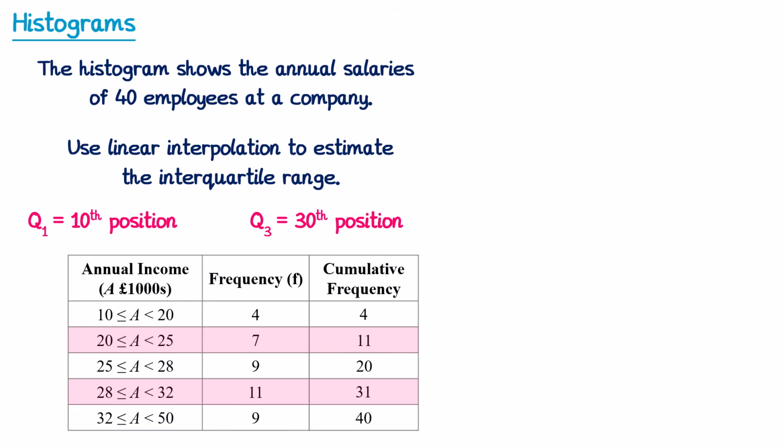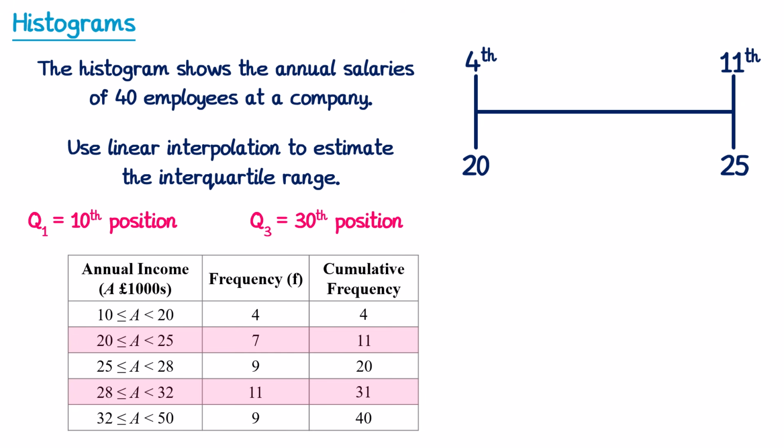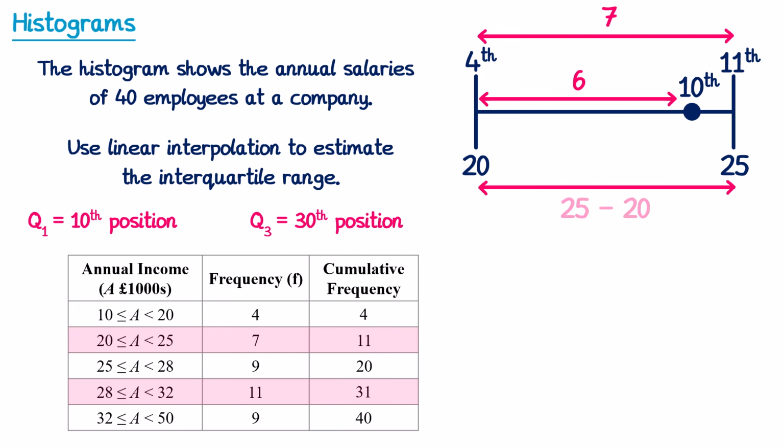Let's draw out a diagram to help us locate those quartiles using linear interpolation. So we'll do the lower quartile first. This is in the group between 20 and 25, where the cumulative frequencies go from 4 to 11. We're looking for the 10th value, which will be somewhere near the right hand side. The difference between 11 and 4 is 11 subtract 4, which is 7. The difference between 10 and 4 is 10 subtract 4, which is 6. The difference between 20 and 25 is 5. And then we have this difference here, which is what we want to find out, so we'll call that x.